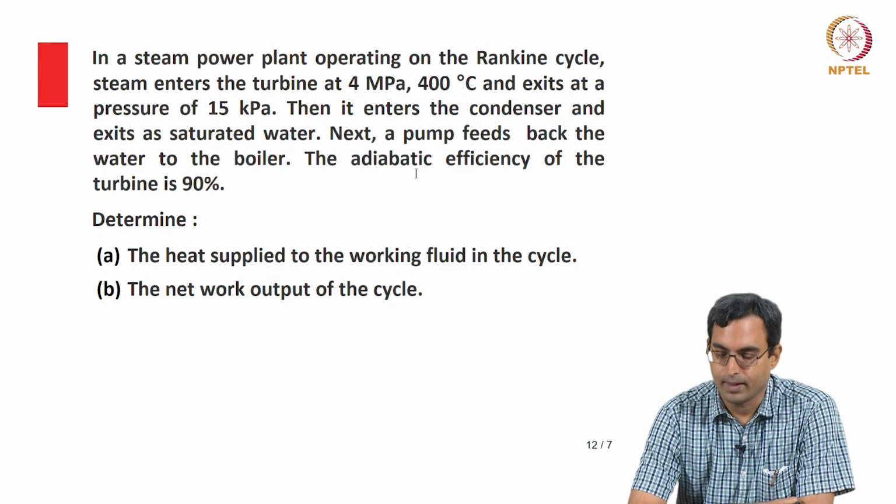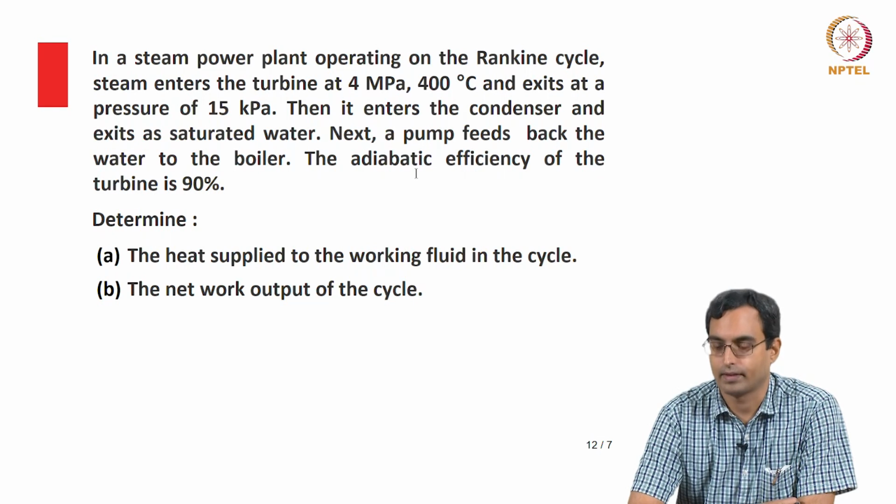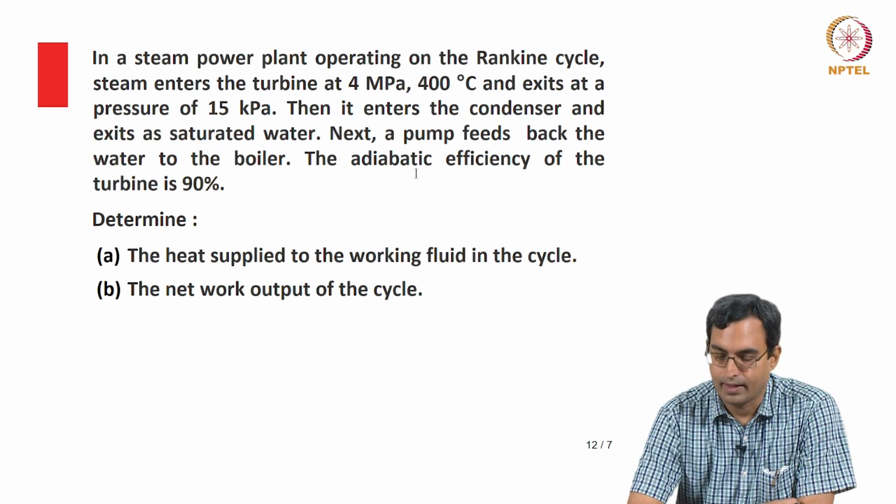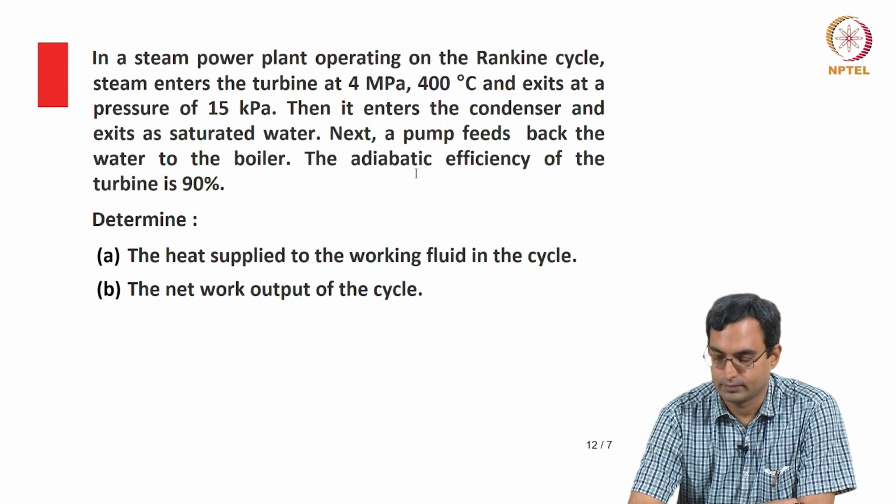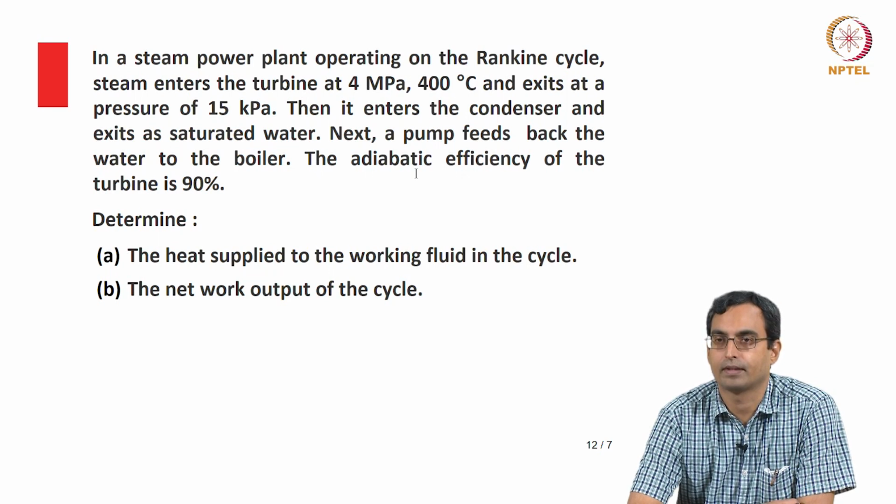Steam enters the turbine at 4 megapascals and 400 degrees centigrade and exits at a pressure of 15 kilopascal. Then it enters the condenser and exits as saturated water. Then a pump feeds back the water to the boiler. The adiabatic efficiency of the turbine is 90%. What is meant is essentially the isentropic efficiency is 90%.